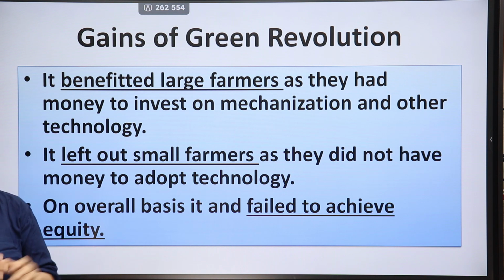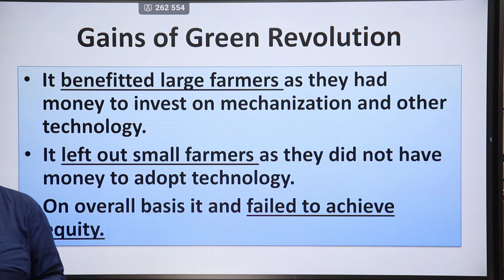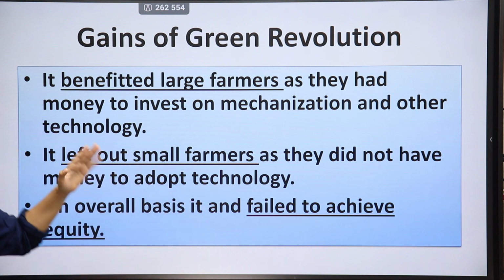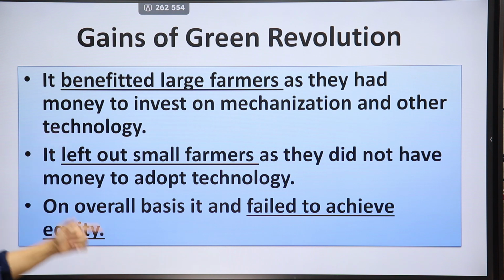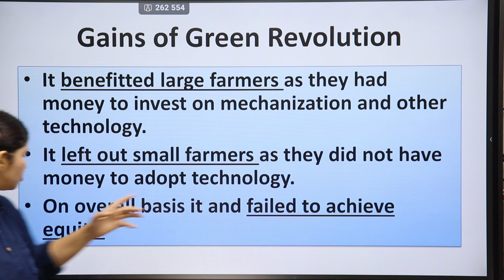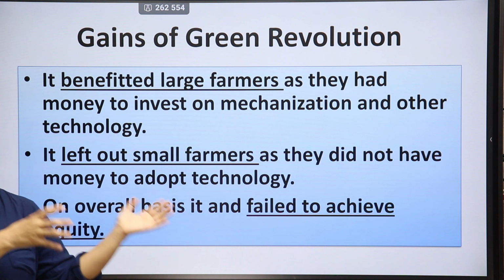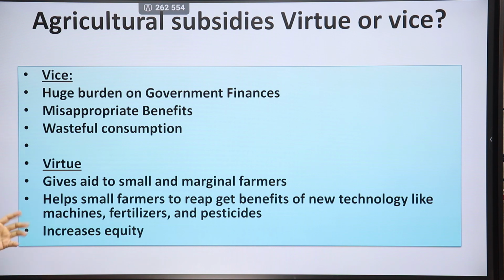What if I cannot pay it? It happens today also. Government is providing so many loans, so many initiatives, so many subsidies to people, but people are unaware of them. They do not have proper knowledge, they do not have proper channels to avail those loans. And it happened similarly in that time also, and people could not avail those loans and could not invest in modernization of their land. On an overall basis, it failed to achieve equity. So, while large farmers could avail the benefits of the Green Revolution, small farmers were left out of this revolution.